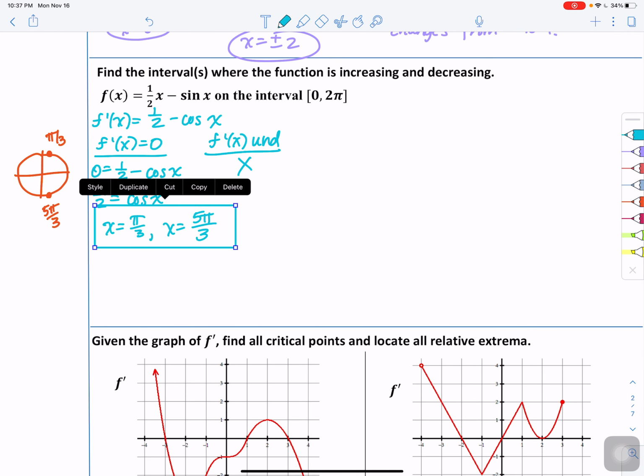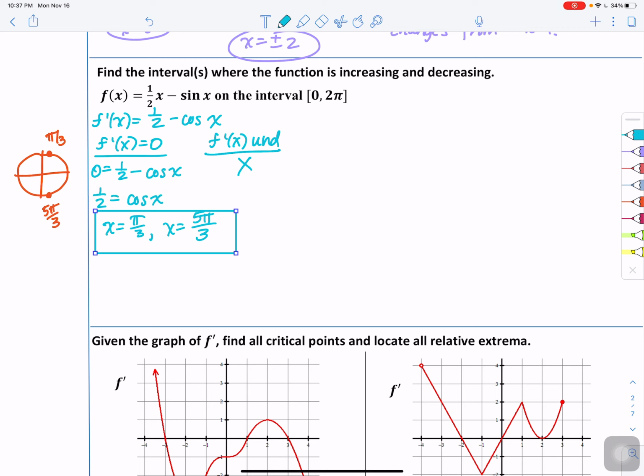Well, I guess that drew that awful big. Okay, so let's make our sign chart. We have f prime, and here is our chart. Now, whenever I'm in a closed interval, I close this up. 0 to 2 pi. It reminds me not to go to negative infinity and positive infinity.